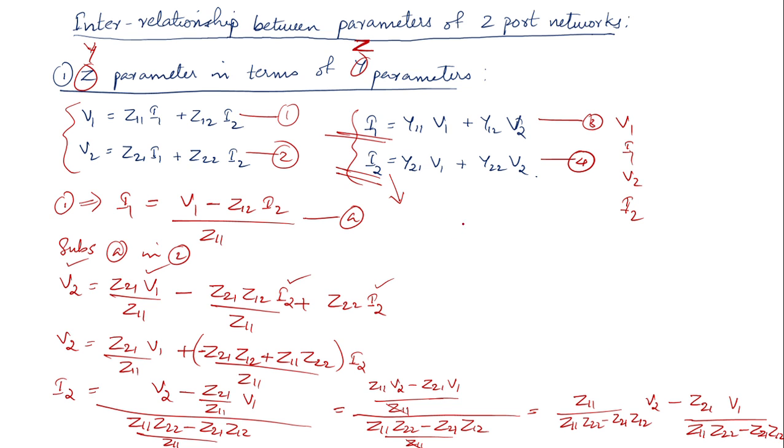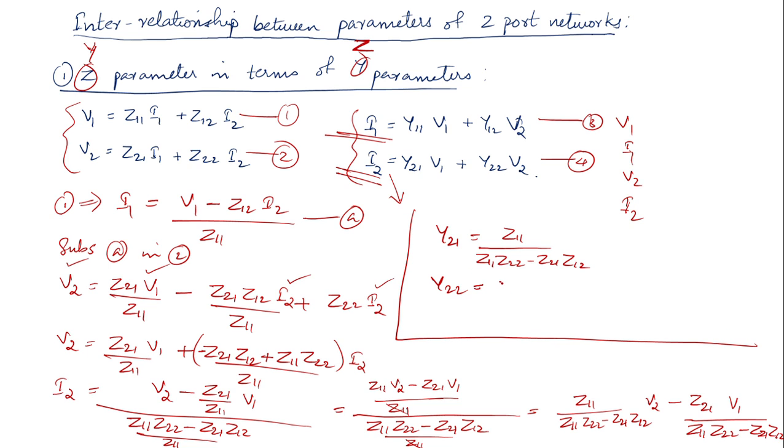By comparing the equations, you will get Y21 is equal to Z11 by Z11 Z22 minus Z21 Z12, and you will get Y22 is equal to, right, actually here it is V2, so this will be Y22 and this will be Y21. You should also check the coefficients. The coefficient of V1 is Y21. So here the coefficient of V1 is over here. So this is Y21 minus Z21 by Z11 Z22 minus Z21 Z12.